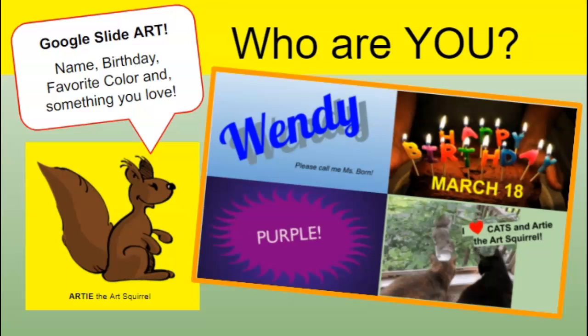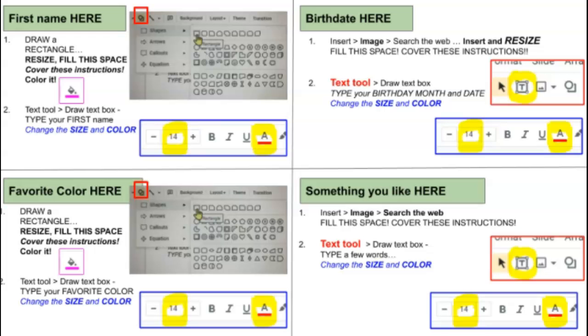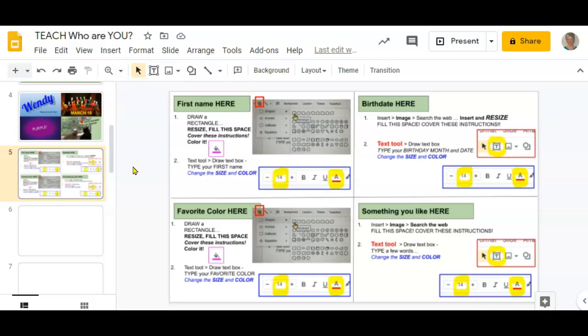Today, you'll make a Google slide all about you. Your artwork will look something like this: your name, birth date, favorite color, and something that you love. You'll use this page and work right on top of the instructions. It might look complicated, but really it's fun and easy.